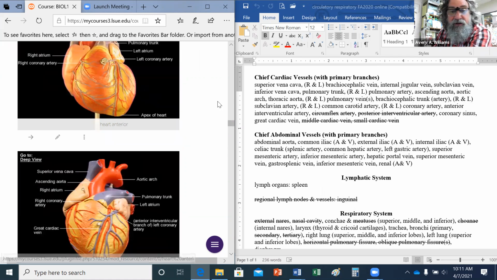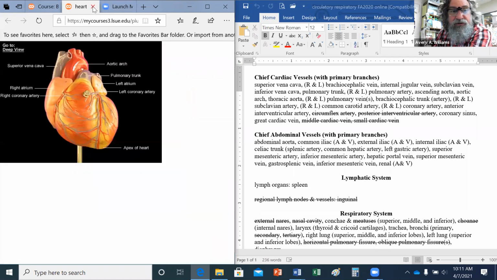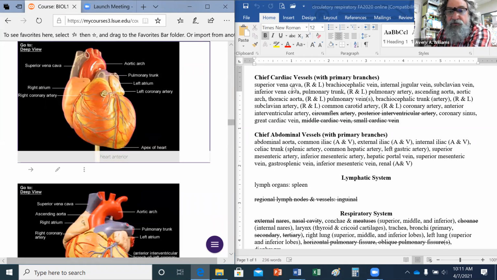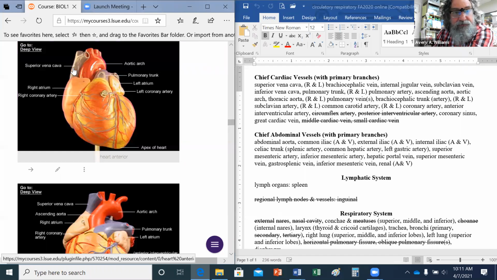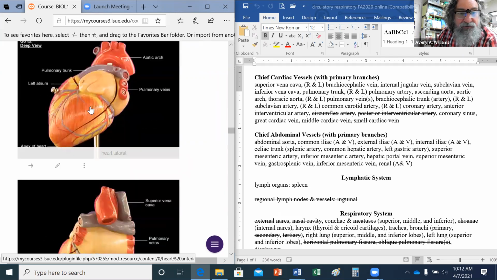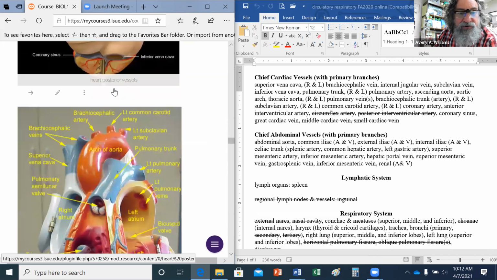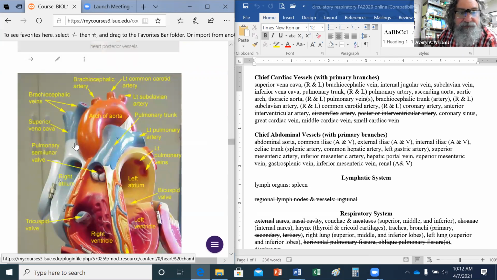For example, look right here. Right here, I have the superior vena cava. Superior vena cava, this is a big blue one that drains all the blood from above the heart. And it's coming down and dumping its blood into the right atrium. And so you can see it right here, right there, right here, and right there. See that? Now here's a good shot of it, superior vena cava, and then you can see where it opens up into the right atrium, okay?